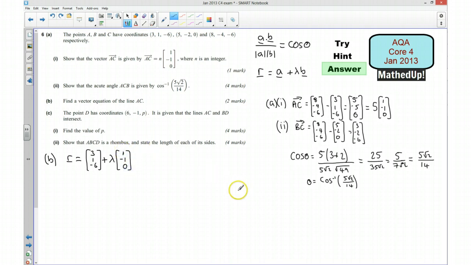Okay, right, so that's part B. That's a vector equation of the line AC. Okay, part C.